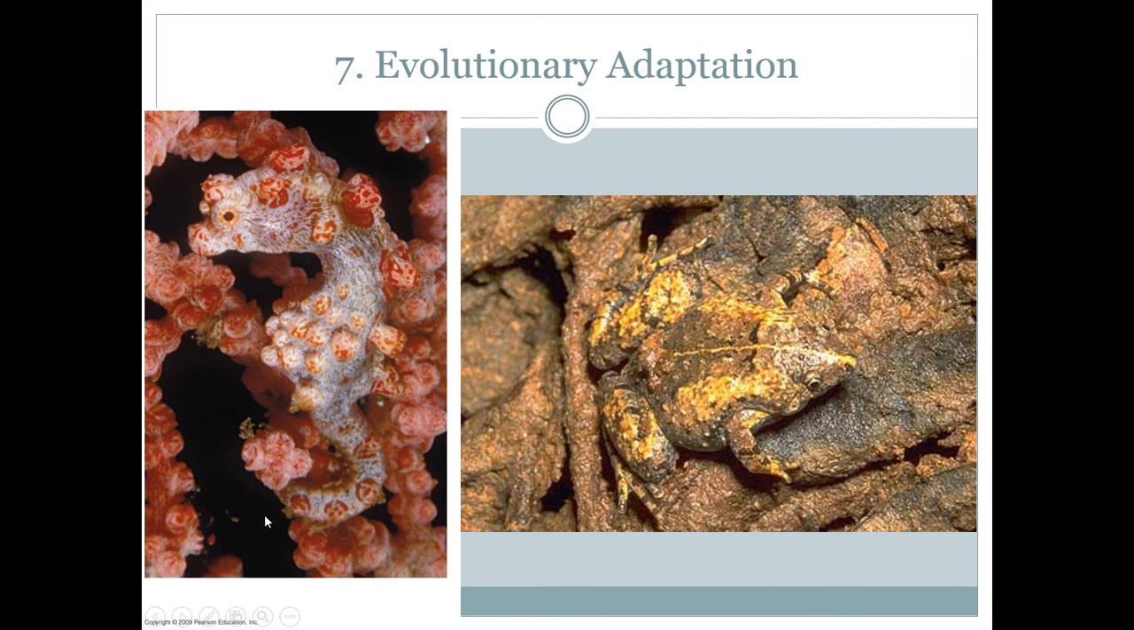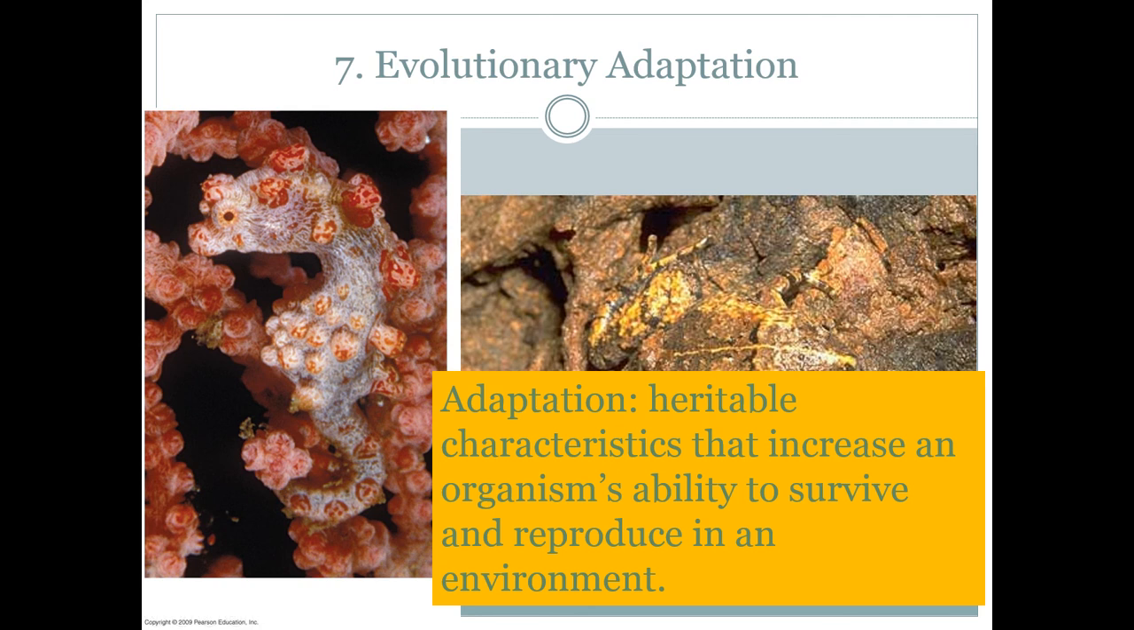The seventh characteristic of life is evolutionary adaptation. An adaptation is a heritable characteristic, which means it is passed on from parent to offspring, that increases an ability to survive and reproduce in an environment. It is a trait that gives an organism an advantage to live longer. And if they live longer, they're reproducing more. And if they're reproducing more, they are passing on that beneficial trait. An adaptation has to be beneficial. If it's not, then it's simply just a small difference, a variation among the population. It must provide a benefit.